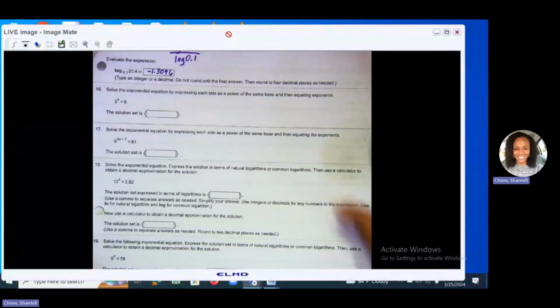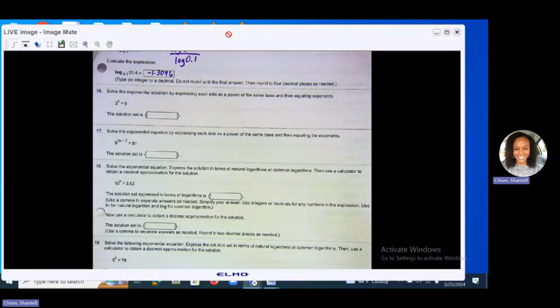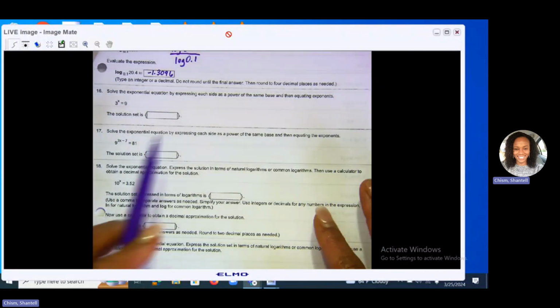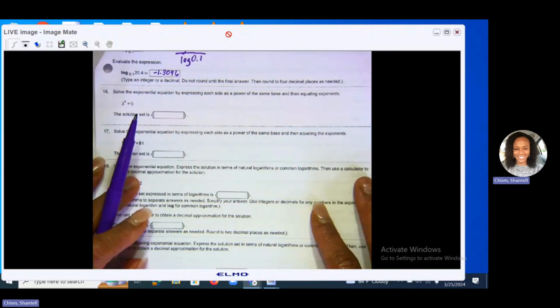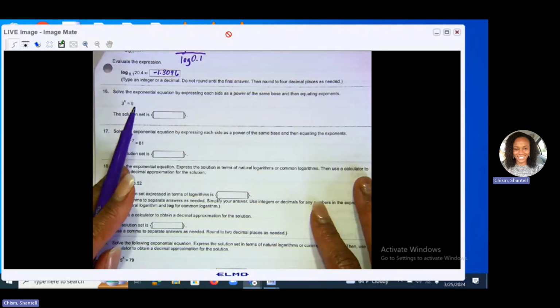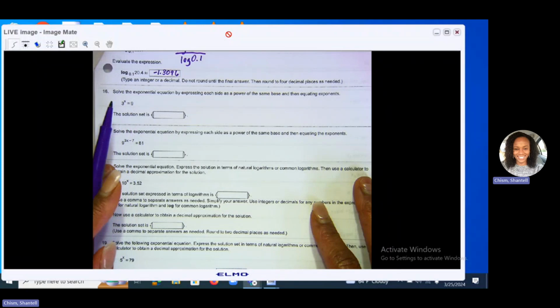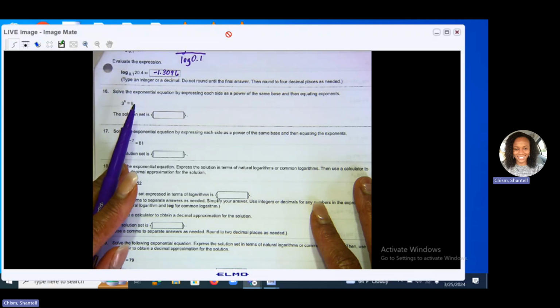So look at number 16 first. It says solve the exponential equation by expressing each side as a power of the same base. So they actually tell you what to use here. So we've got 3 to the x equals 9. All right. Now this side is already with the base of 3. There's nothing we can simplify or do here on this side. What we have to do is then look at the other side and say, is there a way that we can write 9 with a base of 3?